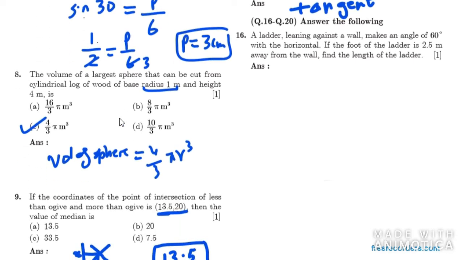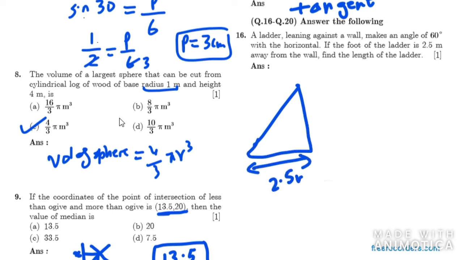It says a ladder leaning against a wall makes an angle 60 degree with the horizontal. If the foot of the ladder is 2.5 meter away from the wall, 2.5 is the distance from wall, then we need to find the length of the ladder. So this is the ladder, that is x, and the angle between them is 60 degree. We need to find AC.